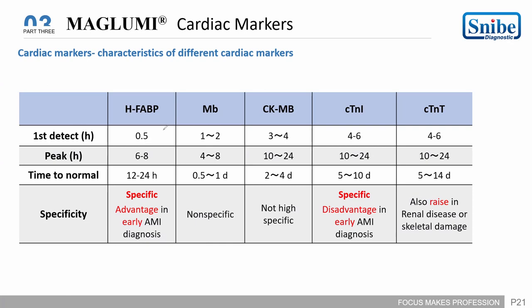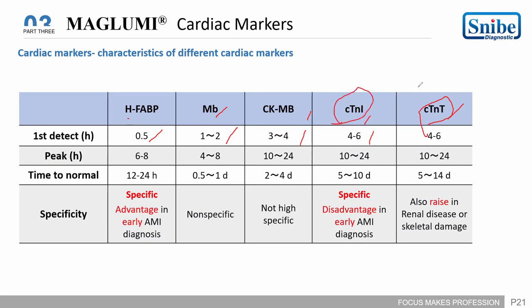If we have the myoglobin, which is 1 to 2 hours, the CKMB after 3 to 4 hours, the troponin I conventional is 4 to 6 hours, and the troponin T is 4 to 6 hours. But there is some limitation of troponin T as compared to the troponin I.